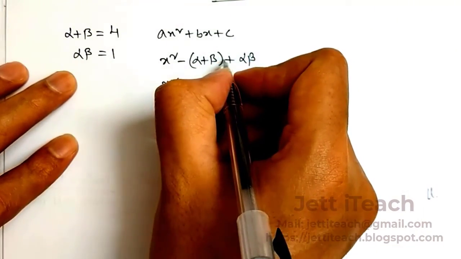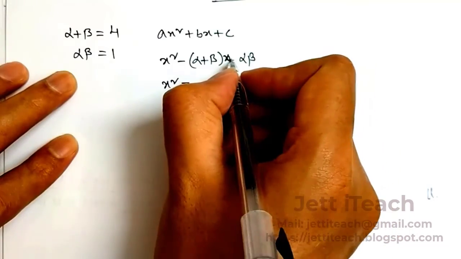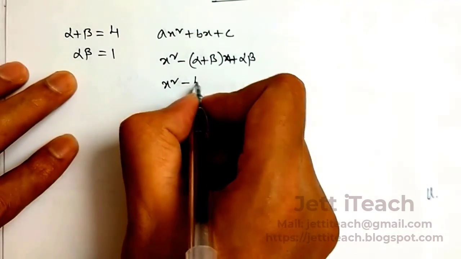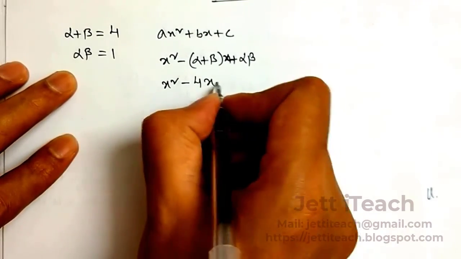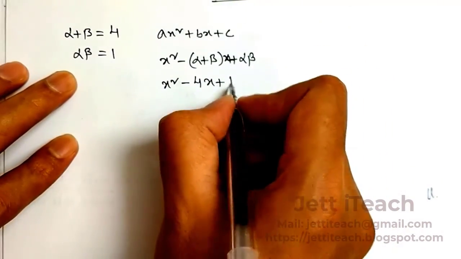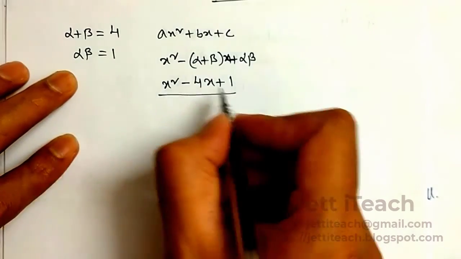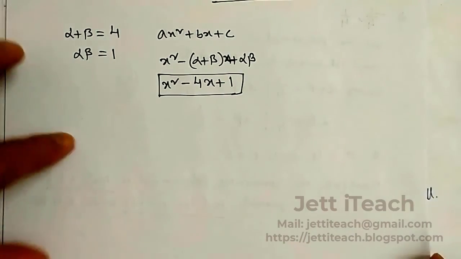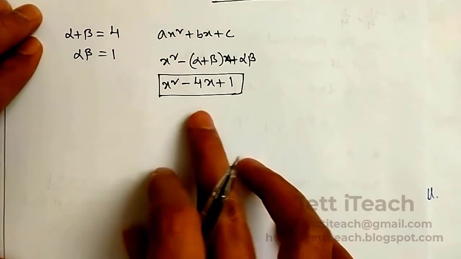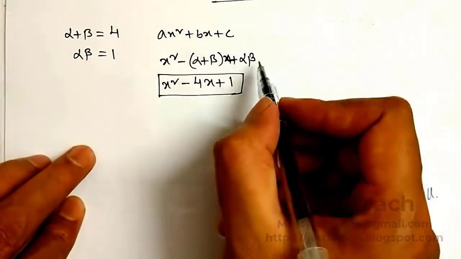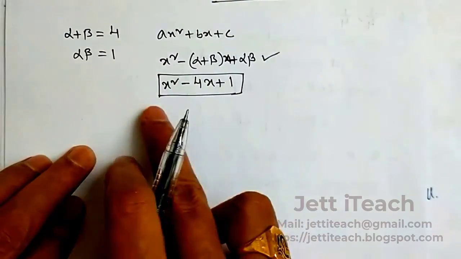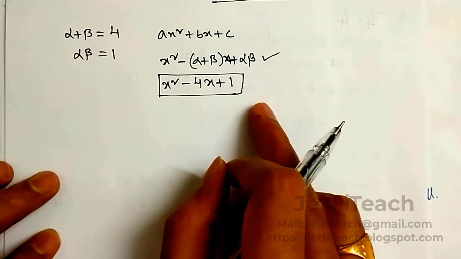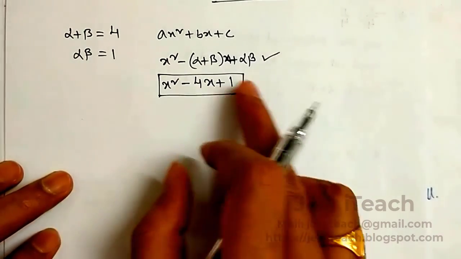Sorry, here x will come. Alpha plus beta equal to 4, I wrote 4 directly, 4x, plus product of roots is 1. This is the answer. If you look at the previous answer, it is the same. So this is also a general form. Directly you can substitute. If it is for 1 mark, straight away you can do this one.